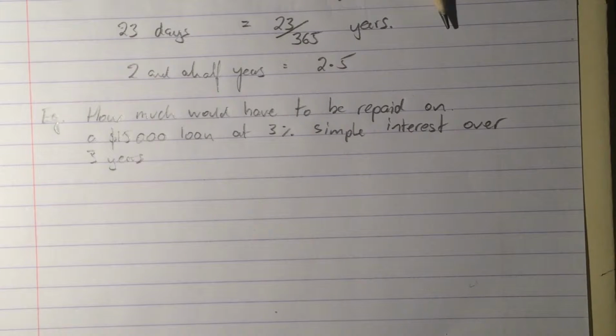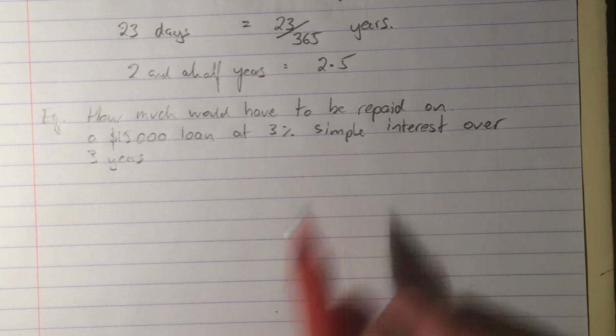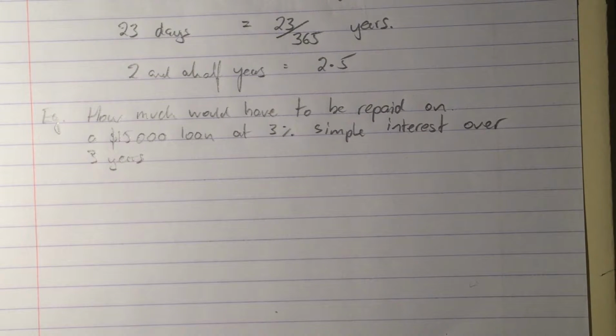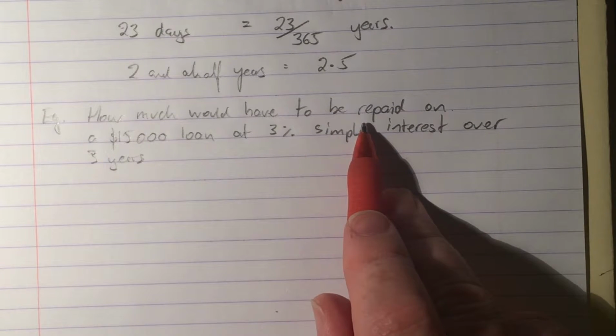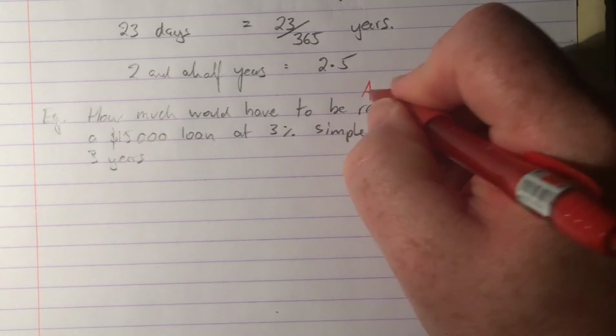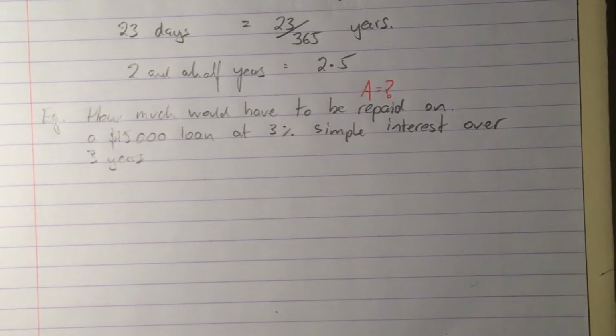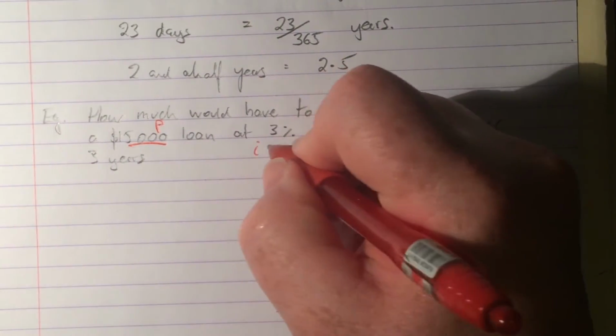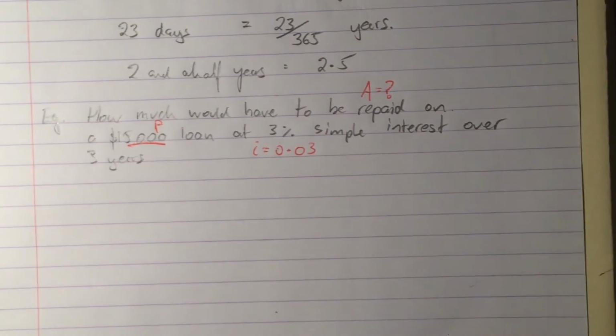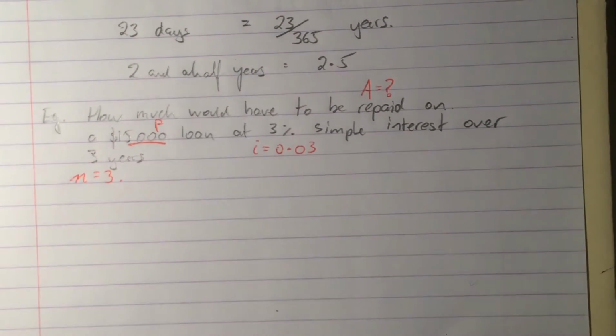When we're approaching problems like this, it's a good idea, as you're reading the question, to make a note, even to highlight the different values that the question gives you, and to understand exactly what it is the question's asking you to find out. So this question's asking us to find how much would have to be repaid. So what's the full amount, the final amount, that must be repaid? Okay, so that's what the question's asking us to find, the amount. $15,000 is the principal. The interest rate, as a decimal, would be 0.03. And the term of the loan, N, would be 3 years.